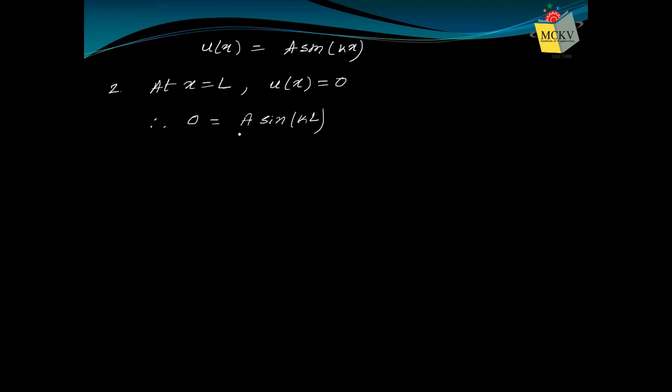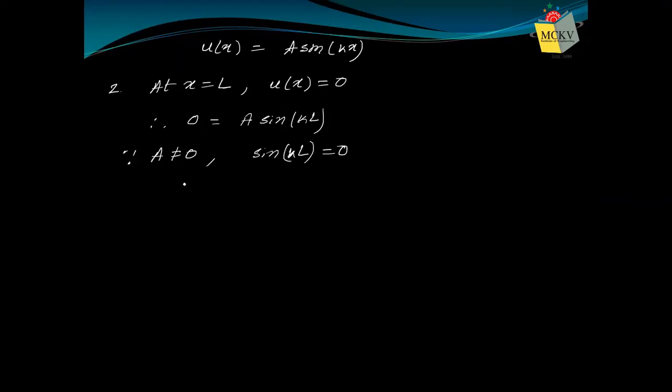So if I say a is 0, then u is always 0. The wave function is always 0 if I take a as 0, which is not possible because we know the particle is moving, and according to the de Broglie hypothesis, there must be a wave associated with it. So you cannot say the wave function is 0 always. That means a cannot be 0. If a cannot be 0, then our option only is that sine kL must be 0.